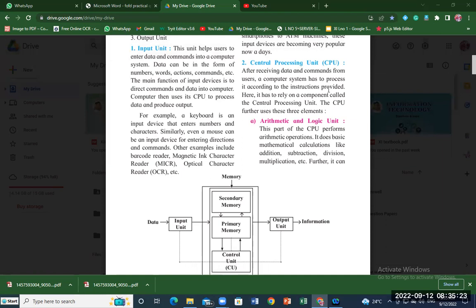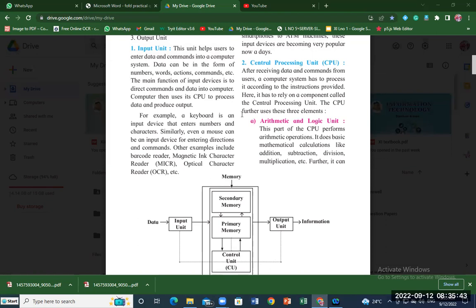Okay, what instructions I'm giving, how I want those numbers to be added up or divided or multiplied, what instruction I have. Those instructions also should be provided. Here it has to rely on a component called the CPU. What is CPU? Central Processing Unit.